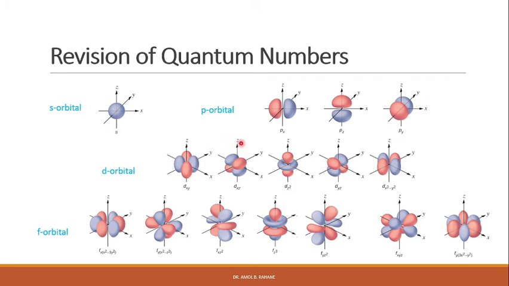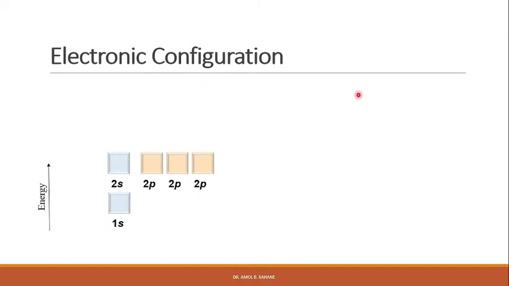So, we have studied different orbitals. The Schrodinger equation shows that the electrons in an atom occupy orbitals of the same type and shape as the s, p, d or f orbitals we have discussed earlier. So let us study the electronic configuration.